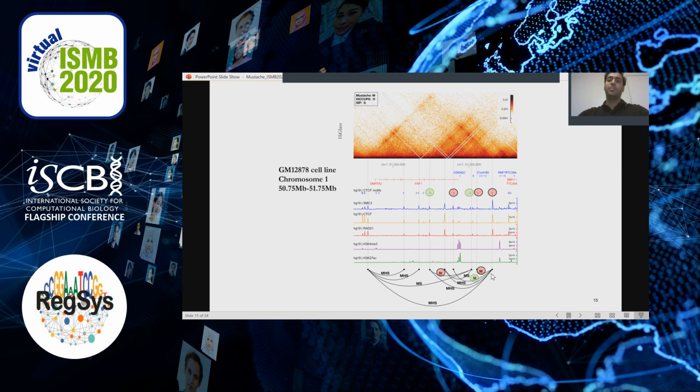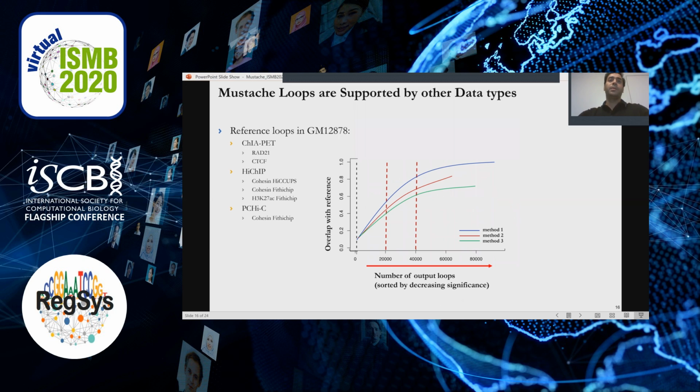So as you can see, Mustache is calling all the loops that the other methods are calling, plus 3 extra, for which we have convergent CTCF on both anchors, which means they are CTCF loops. Then we see if the other data types are supporting the detected loops.